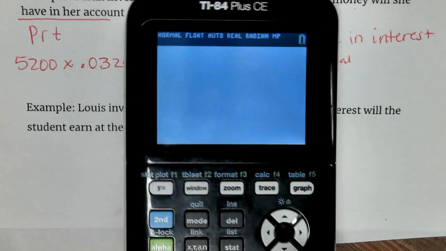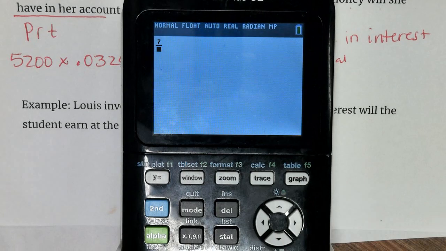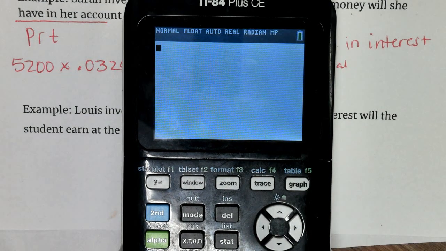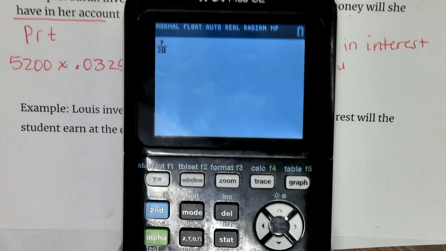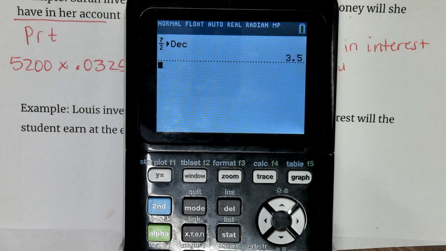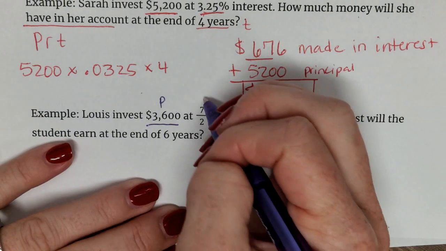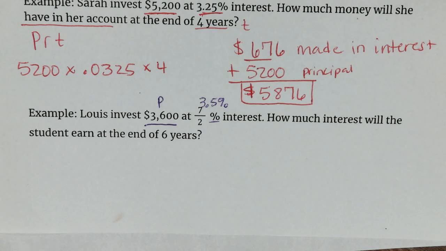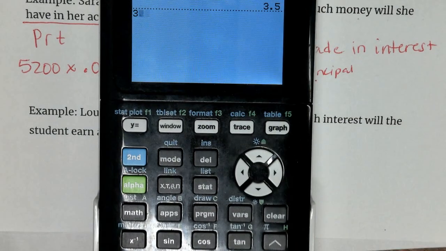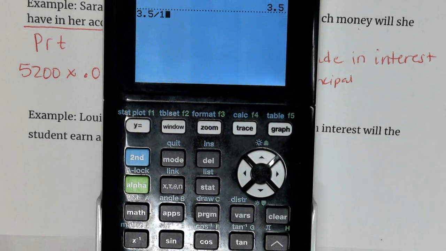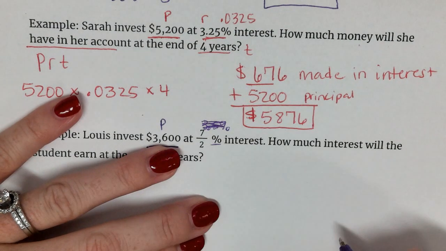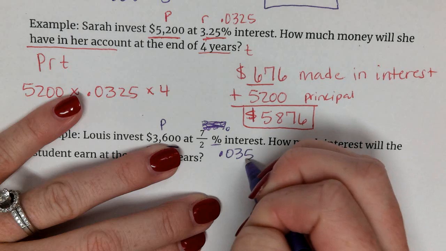So 7/2, if y'all look, 7/2 is 3.5. Math, decimal, enter, oops, not fraction. 7/2, math, decimal, enter. That's 3.5. But guys, that number still has a percent sign until you put it over 100. The percent sign does not leave until you put it over 100. So I do 3.5 over 100. And it is 0.035. So not this. I'm going to put it right here. 0.035. That's my R.